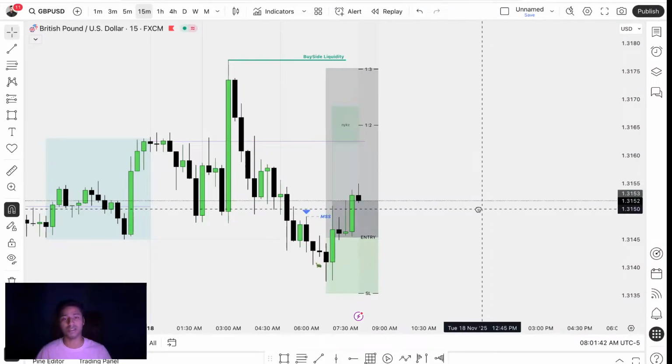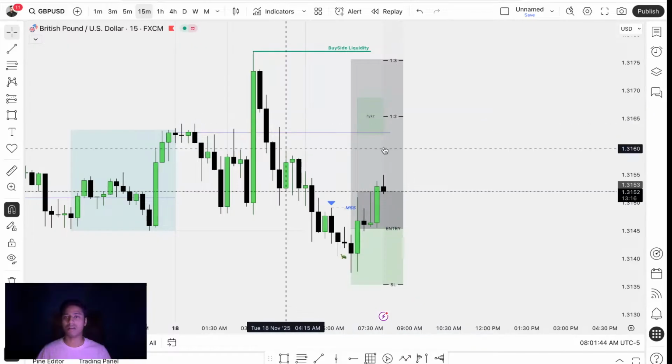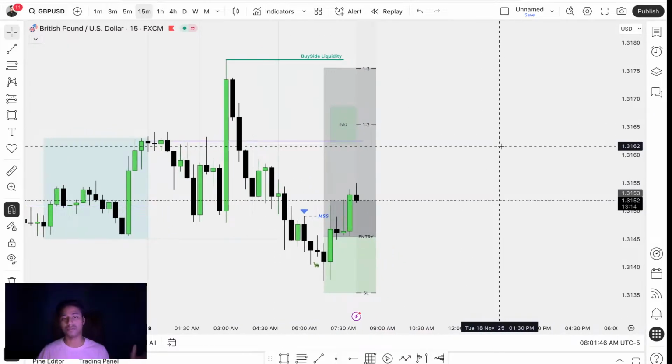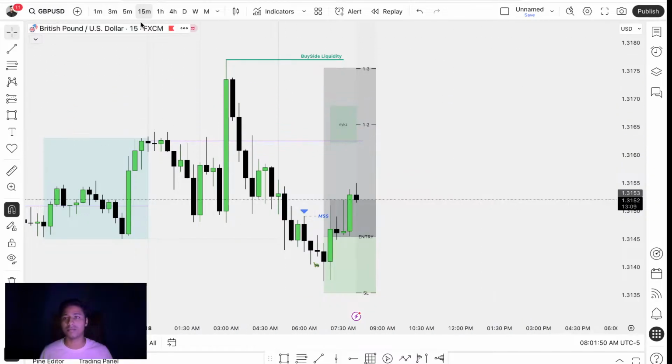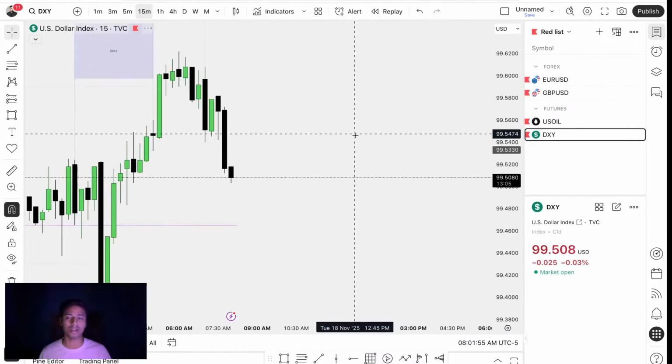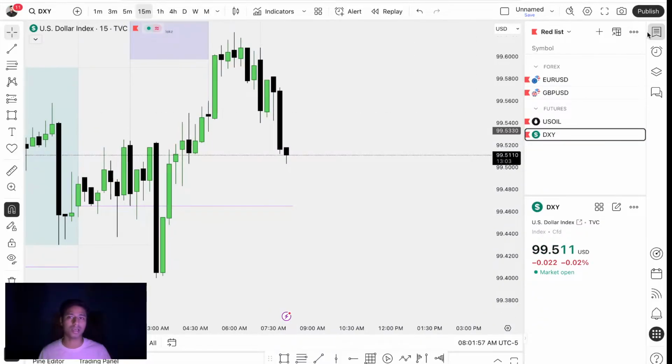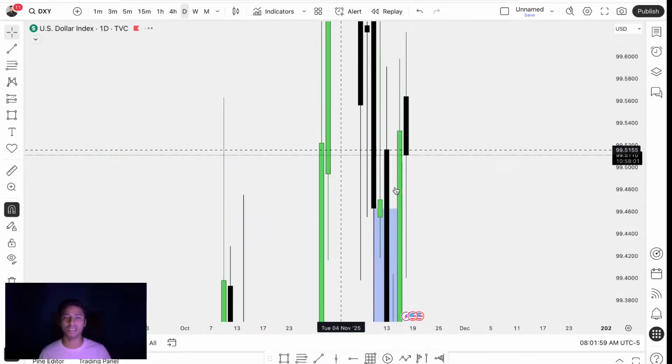So let's begin with our analysis and let me just walk you through the confluences of this trade, right? Let's do it. So at first, let's go on dollar index and let's start with daily time frame.